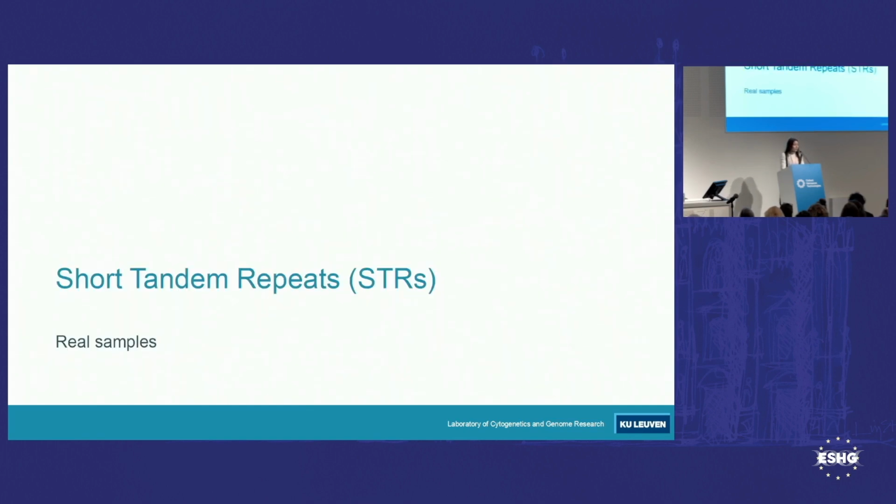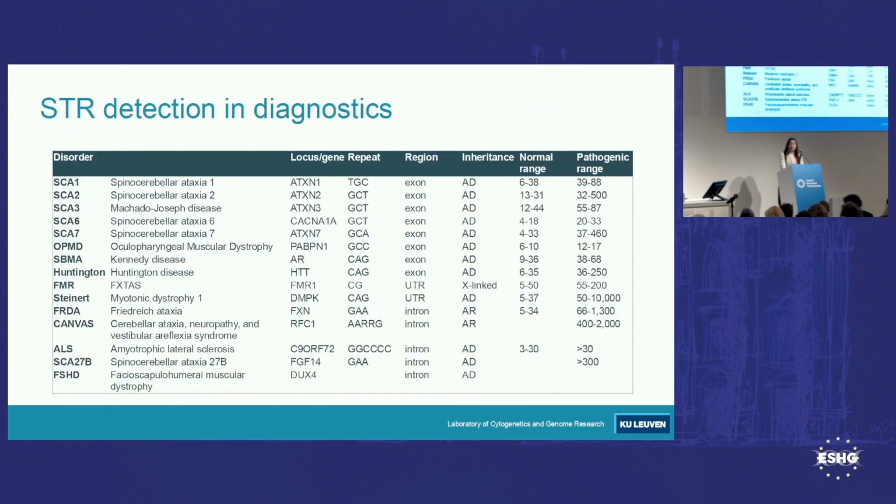That said, we also wanted to look for the possibility of ONT to detect short-term repeat expansions, and we did that using real samples. This time, not Genome in a Bottle anymore. This is the list of all the repeat expansions that are tested in diagnostics at the moment.